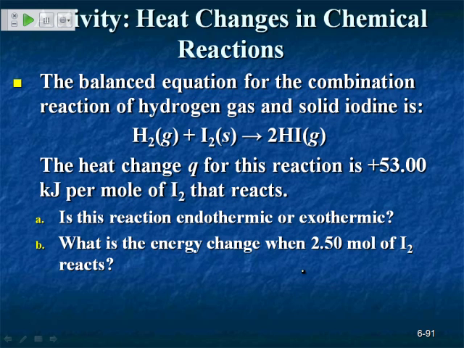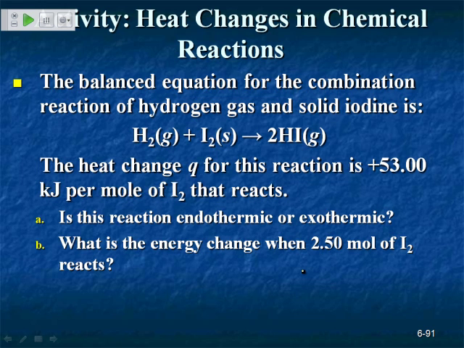Looking at the sign of Q: if Q is positive, endothermic; if Q is negative, exothermic. Now the second question is, what is the energy change when 2.5 moles of I2 reacts? How do I calculate that?